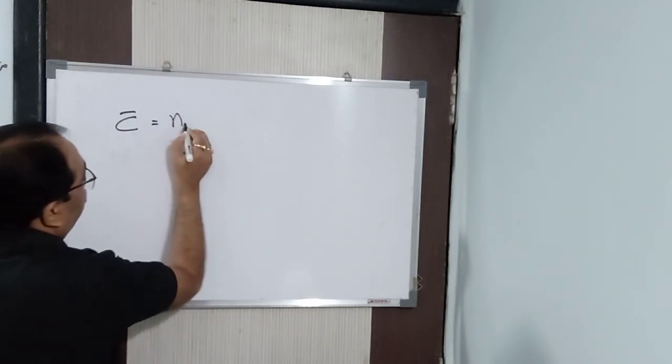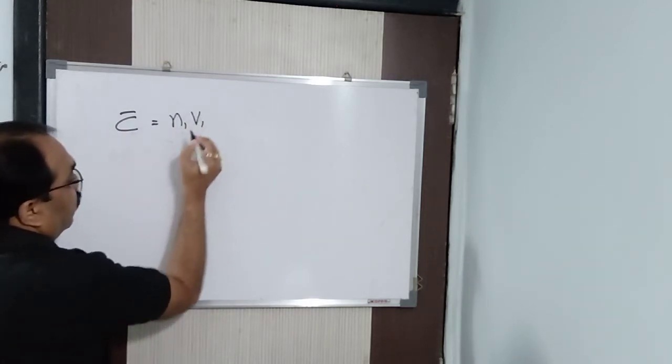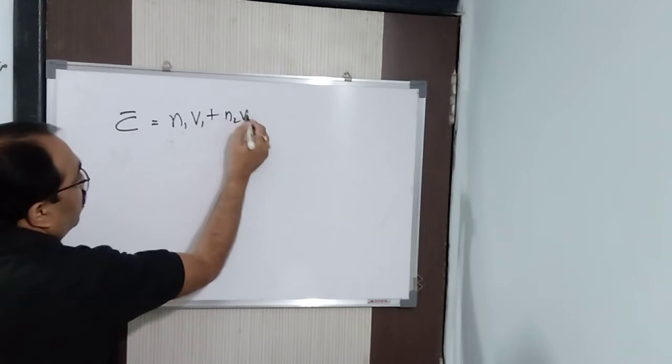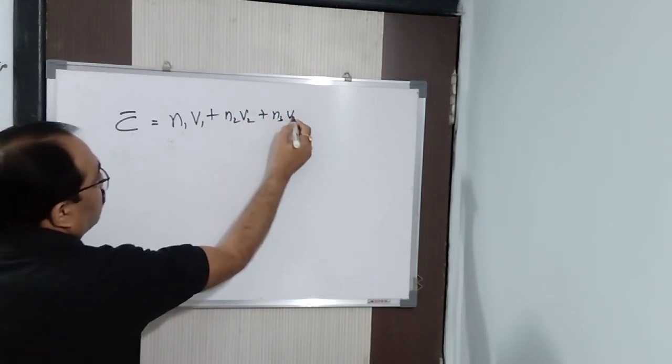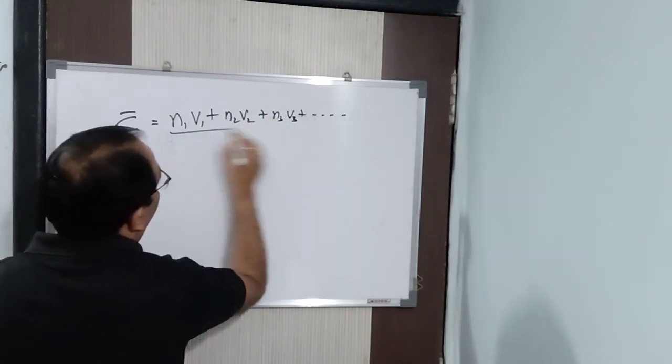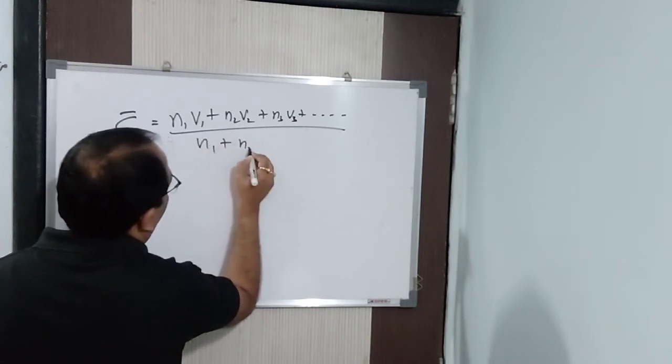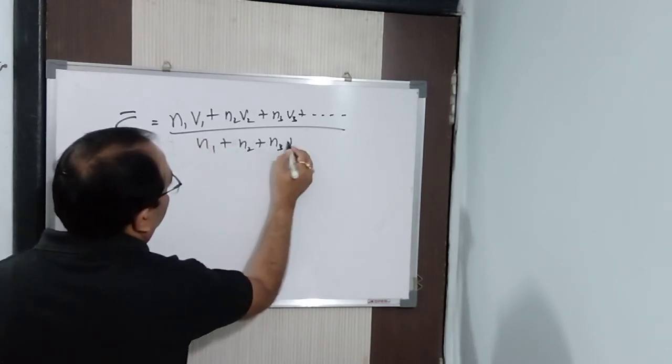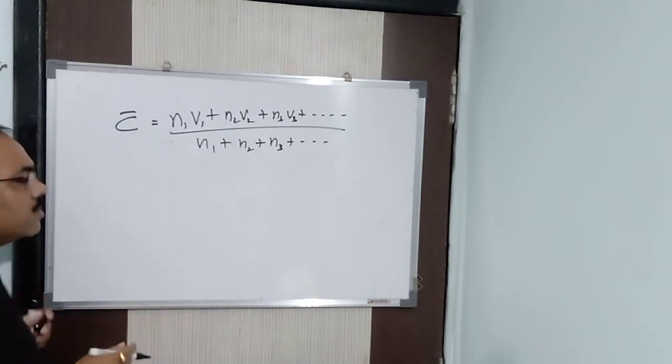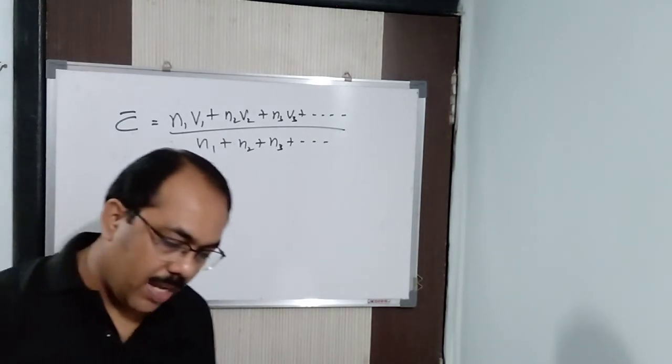So let us say we have N1 molecules whose velocity is V1, N2 molecules whose velocity is V2, N3 molecules whose velocity is V3, plus and so on. The total number of molecules is N1 plus N2 plus N3 plus so on. This is known as the average speed. Simple, just like in maths, we find it out.